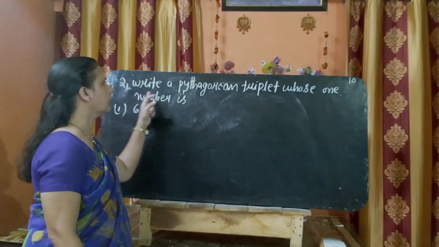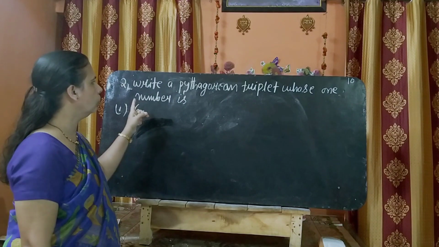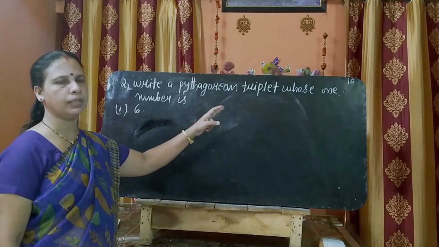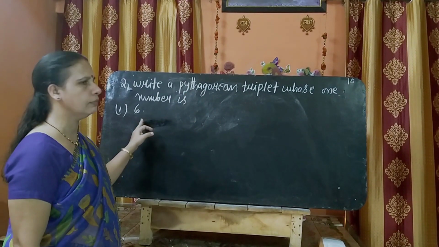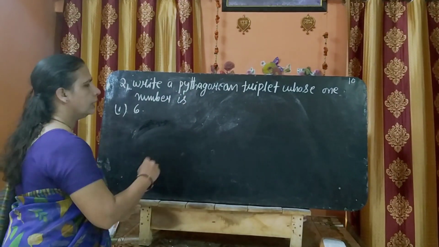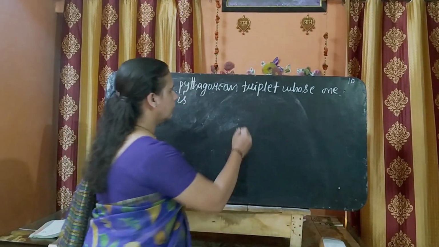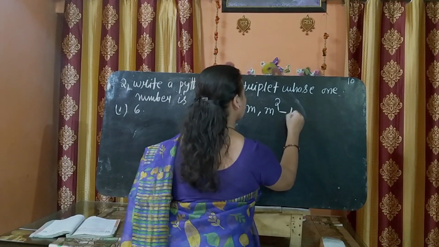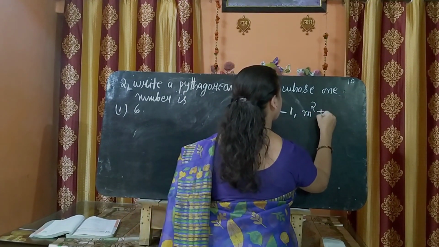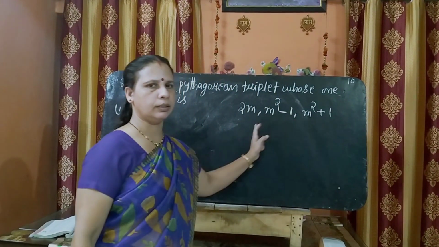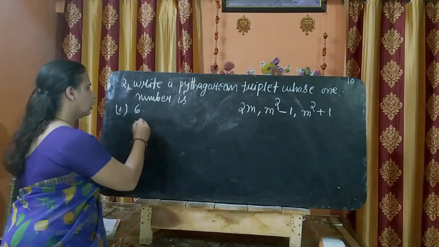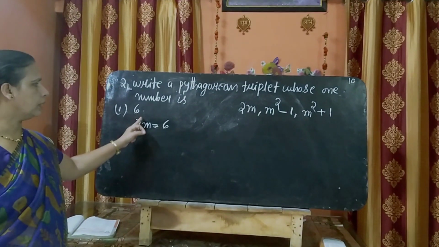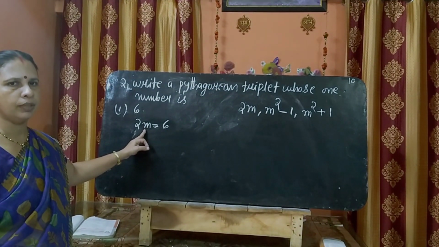Second question is, write a Pythagorean triplet whose one number is 6. We have to find out the Pythagorean triplets whose one number is given as 6. What are Pythagorean triplets? They are 2m, m square minus 1, m square plus 1. First we can take 2m is equal to 6. From this we have to find out the value of m.